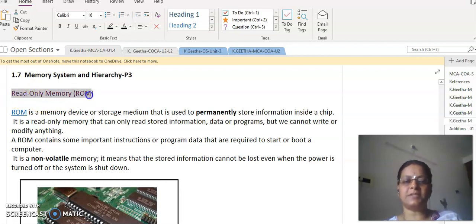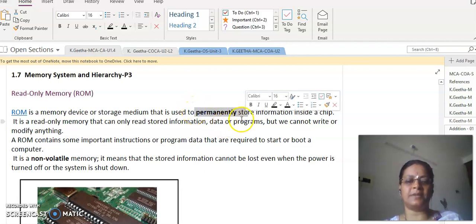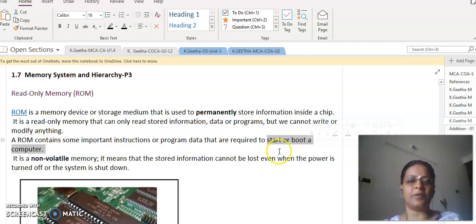So as the name implies, it is meant for read-only purpose. We cannot write anything. It is a memory device where the storage medium is used to permanently store some information inside the chip, and this information is stored only by the manufacturers and not by the individual users. Usually this ROM is used to store the data that are required to start or boot a computer, because it is a permanent storage. So the driver routines, the booting routines, and all these things will be initialized in the ROM chip.